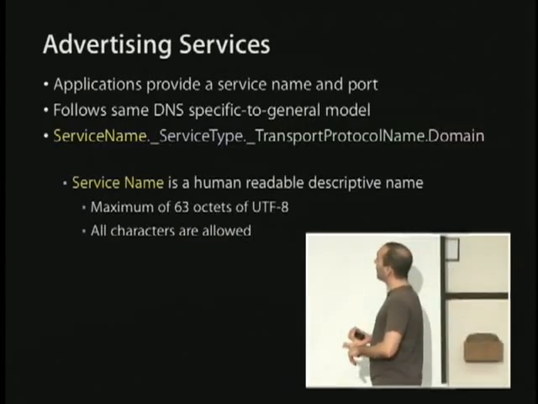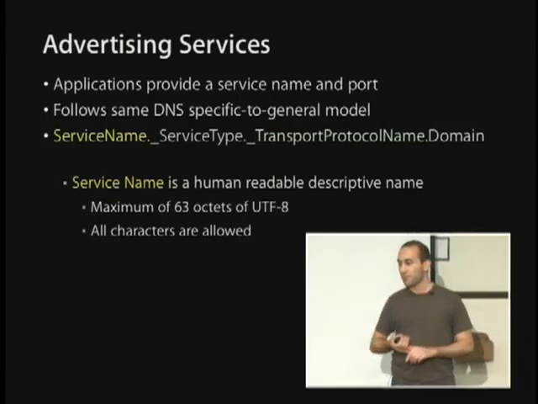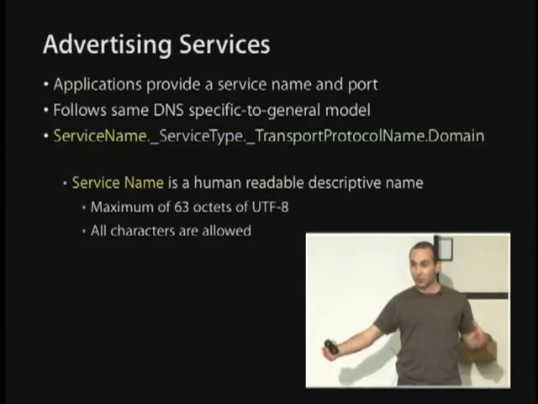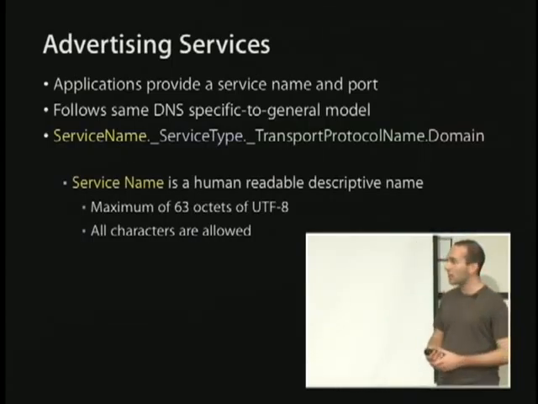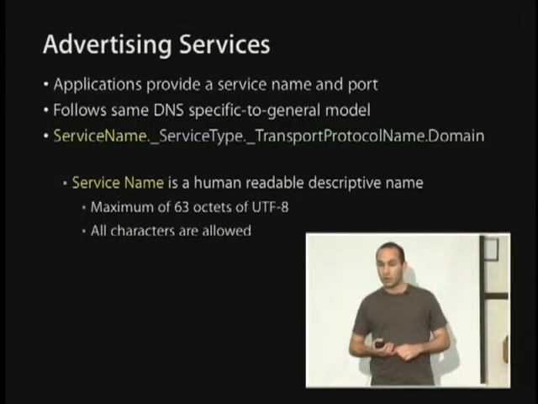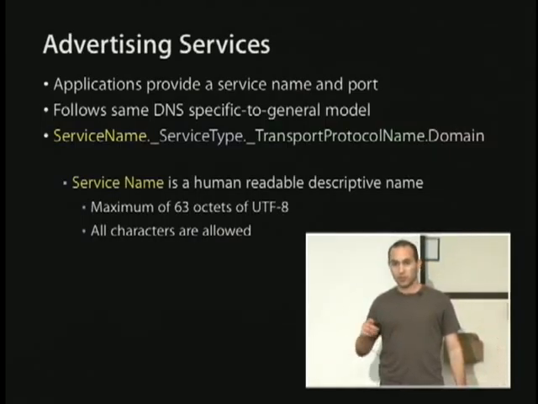The service name is a human-readable description, a unique identifier for your machine. It can be up to 63 characters long. Oftentimes, you'll see a hexadecimal string. Sometimes you'll actually see the machine name. All UTF-8 characters are allowed. And this is what uniquely identifies your name as a service on the network.